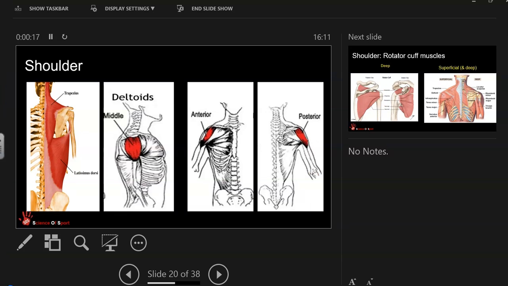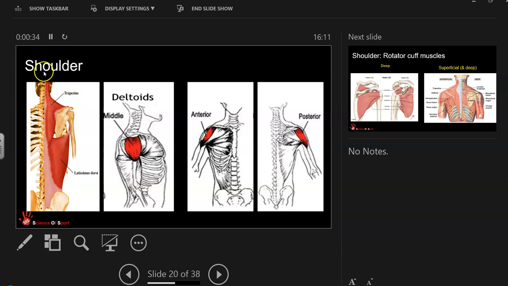Already we should know that muscles tend to work in pairs. You have an agonist that contracts to generate the main action, the movement, and you have a partner muscle that lengthens, relaxes, and controls the movement and allows the movement. So let's look at the shoulder joint.